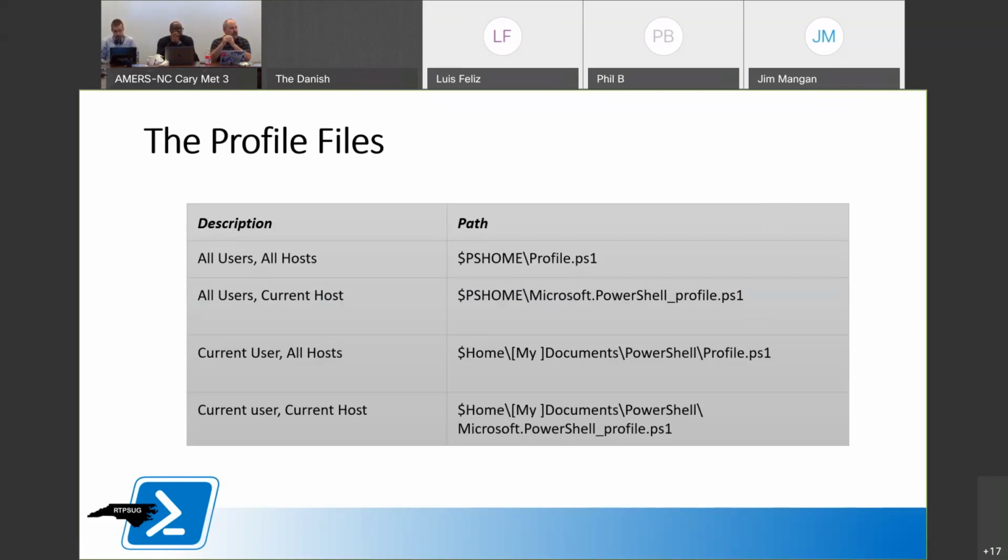Question: how do we see active profile files? It's a script that's run. It's not an active profile. When you start the instance of PowerShell, it will run that PS1 file. It will dot source that file into the session and keep on going.